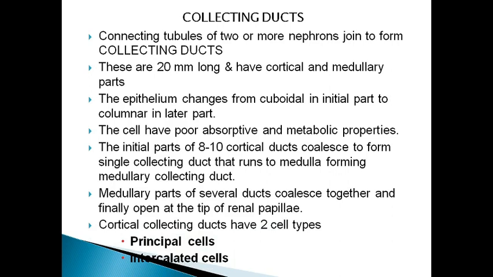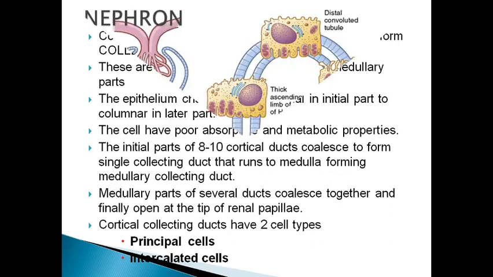Two important cell types which you need to remember, which are present in the collecting duct, are the principal cells and the intercalated cells. They take part in the regulation of potassium balance as well as in acid-base regulation. So in the collecting duct, you need to remember that it basically has two parts, the cortical part and the medullary part. There are two important cells present in the collecting duct, the principal cells as well as the intercalated cells.